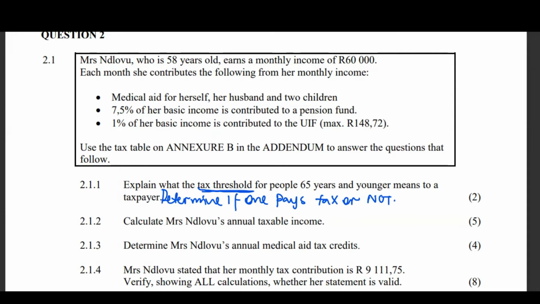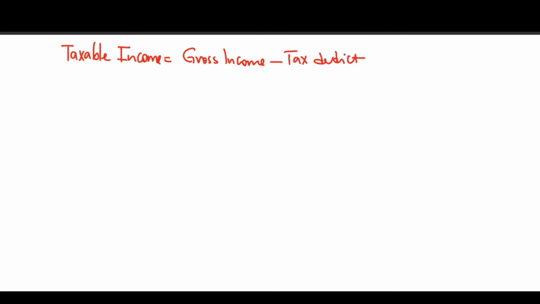Now here they're asking us to calculate annual taxable income. Let's come here. When we look at taxable income, it will always be the gross income someone gets, the total income that you earn, minus the non-taxable income. These are called deductibles.